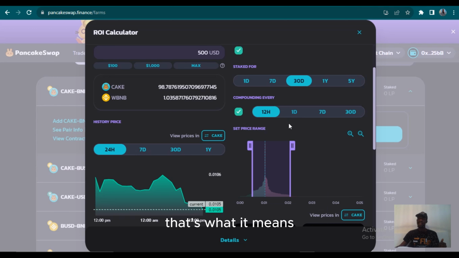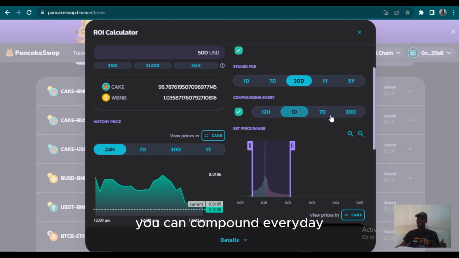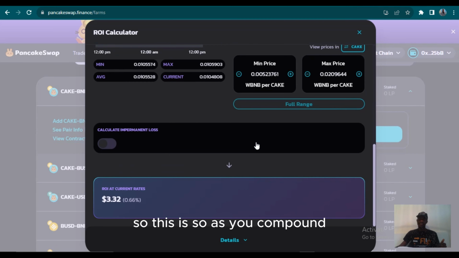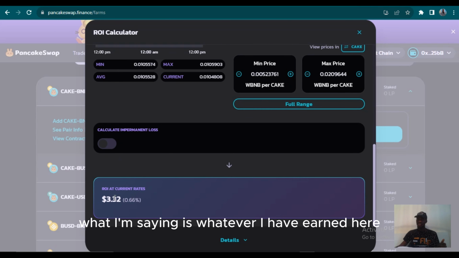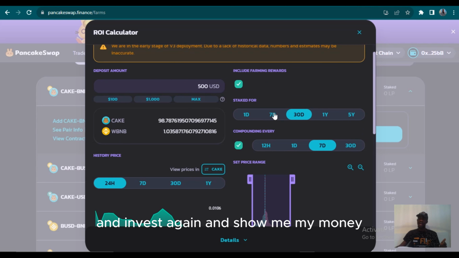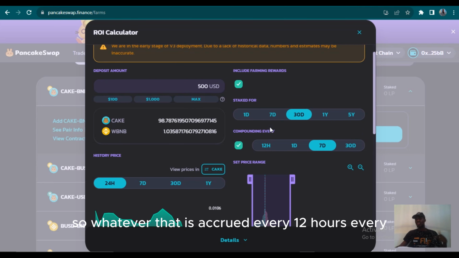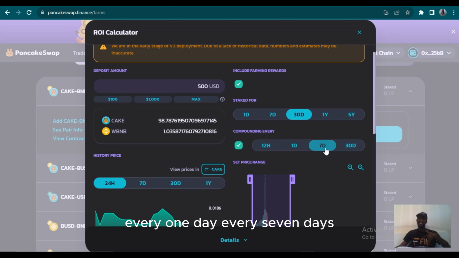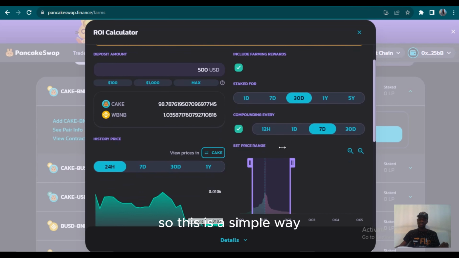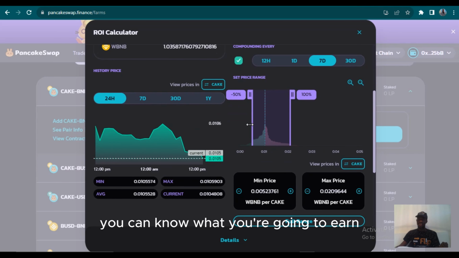So my next investment is going to be 503. That's what it means. You can compound every 12 hours, every day, every 7 days, every 30 days. As you compound, what I'm saying is whatever I have earned here, add it back to the liquidity pool and invest again and show me my money. Whatever is accrued every 12 hours, every 1 day, every 7 days, add it back to the liquidity pool and let me have my profit. So this is a simple way you can know what you're going to earn.